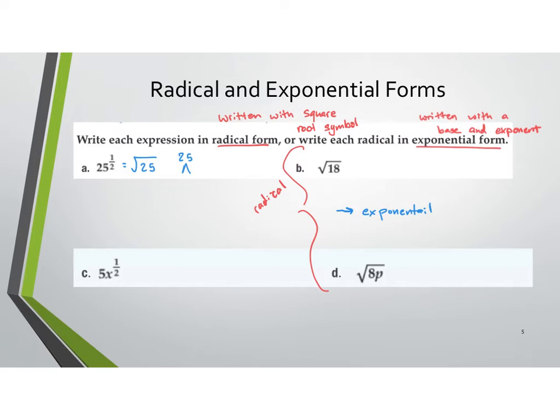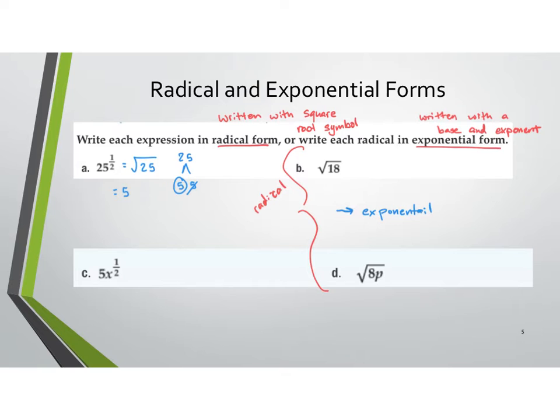25 times 25 is 5 times 5. I have a perfect square in there, so I'm going to circle one and get rid of the other. My answer to this is 5. Let's skip down and go to C. I'm still writing in radical form.